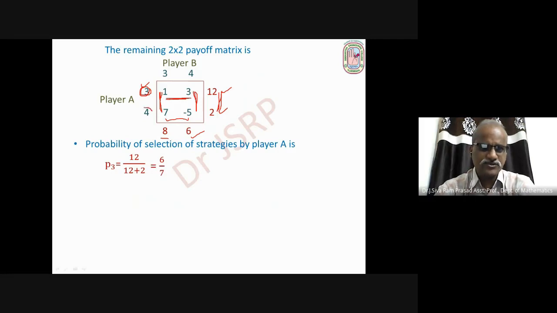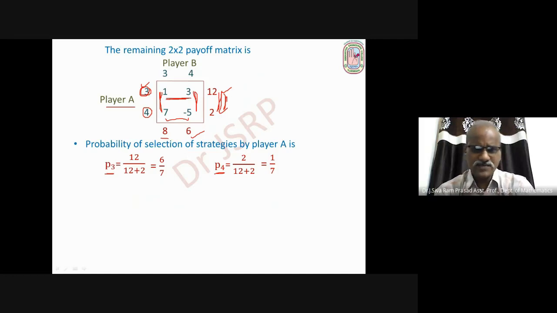Next, this is fourth strategy, so P4 equal opposite value 2 by sum of these two values, 2 by 12 plus 2, 2 by 14, that is 1 by 7. Originally player A has 6 strategies, 1, 2, 3, 4, 5, 6. So here we have probabilities for only 2 strategies, third and fourth strategies. So the other strategies are eliminated.